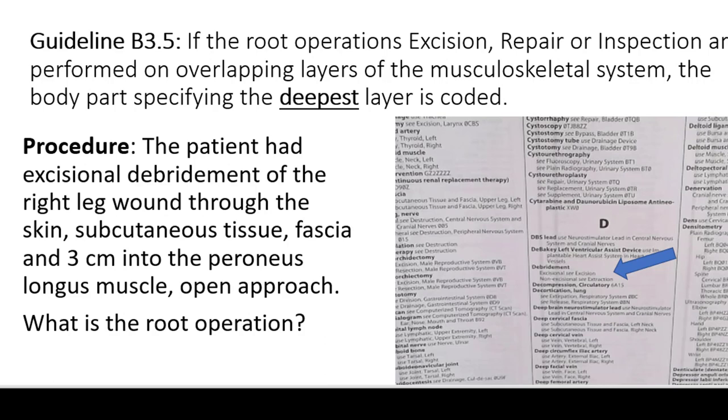And I give you a hint here in the index where you look under debridement and you see there's excisional debridement and non-excisional debridement. If it's excisional debridement, then excision is your root operation. If it's non-excisional, extraction would be. This would be when you might use suction, for example, to go in and take out something that would be non-excisional. So let's just look at this procedure and figure out how we might build a code around that.